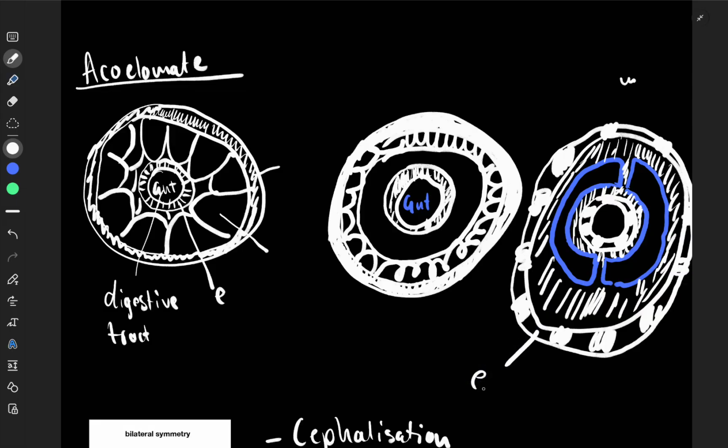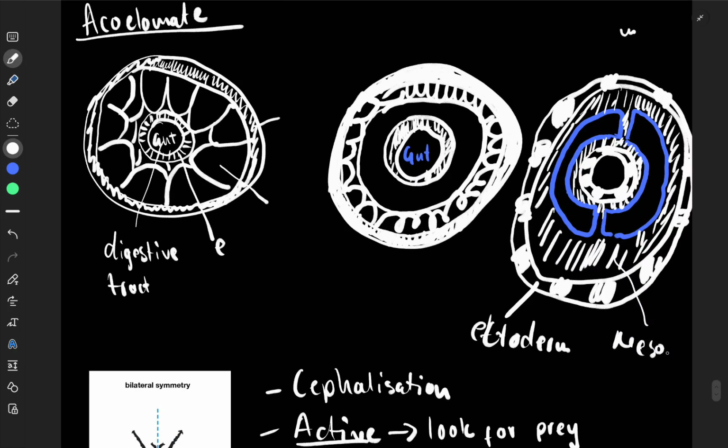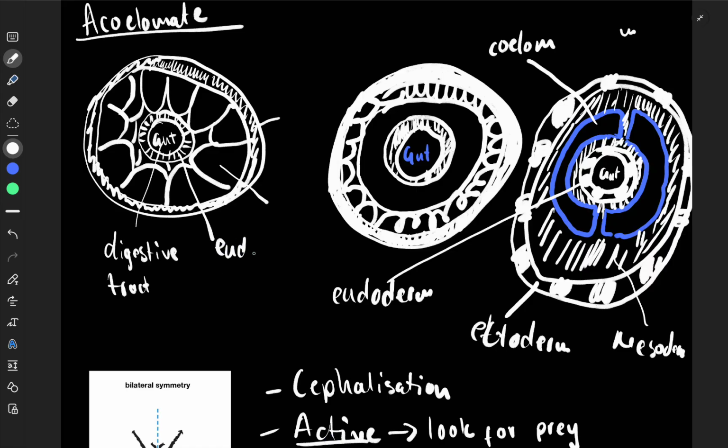Now this outermost is going to be your ectoderm. And then this inside is the mesoderm. Okay? Then this space is your coelom. Then this inside is the endoderm, and then the empty space inside is your gut. And you have done everything correct. We'll say bravo. So yeah, this is the endoderm.